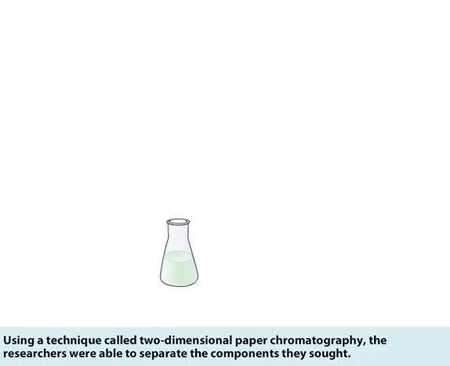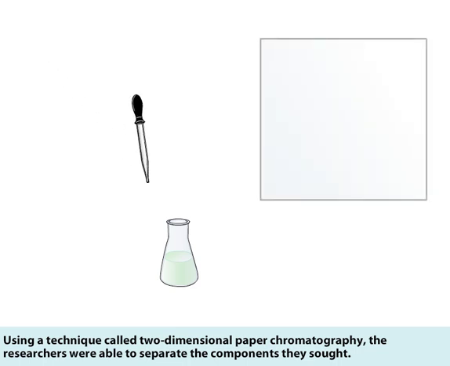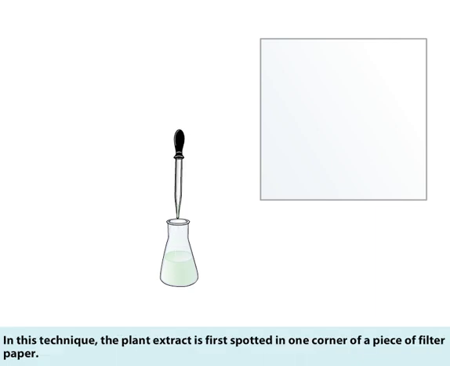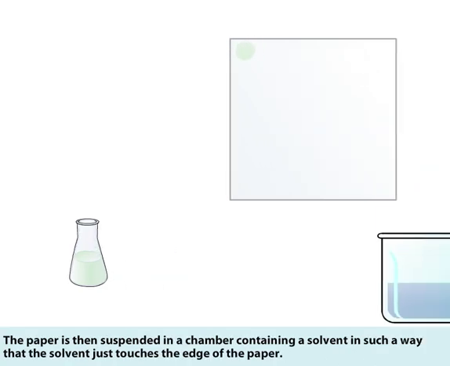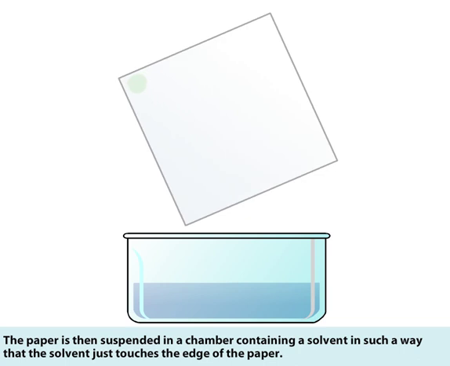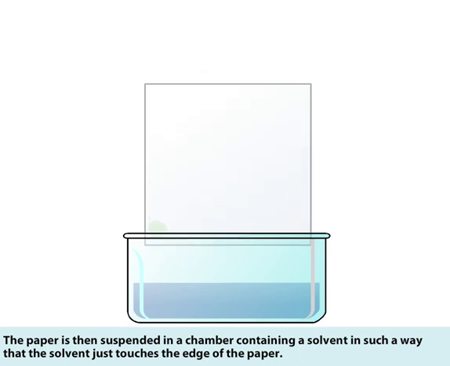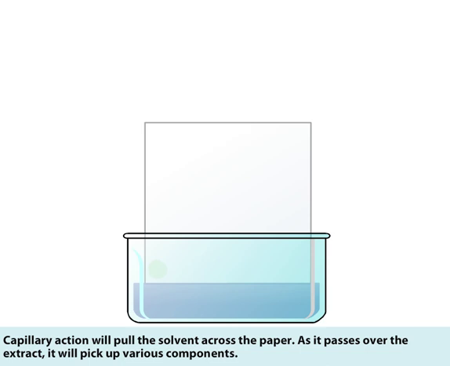Using a technique called two-dimensional paper chromatography, the researchers were able to separate the components they sought. In this technique, the plant extract is first spotted in one corner of a piece of filter paper. The paper is then suspended in a chamber containing a solvent in such a way that the solvent just touches the edge of the paper. Capillary action will pull the solvent across the paper. As it passes over the extract, it will pick up various components.